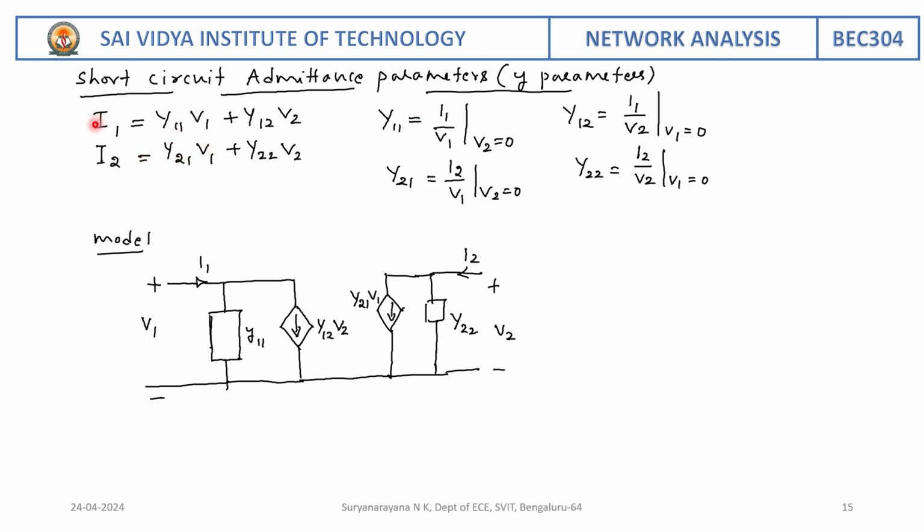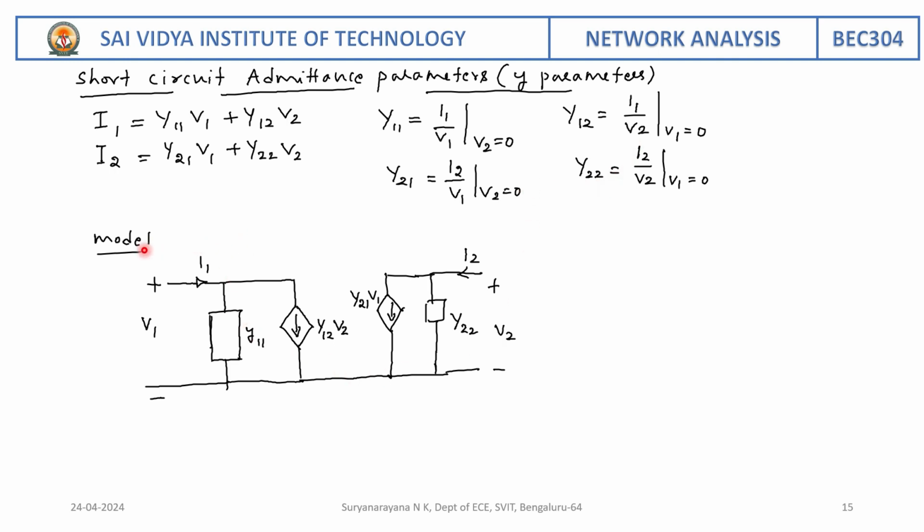The main equation here for Y parameter is as shown. Here the currents I1 and I2 are represented in terms of voltages V1 and V2. Y11, Y12, Y21, Y22 are obtained by making either V1 equal to 0 or V2 equal to 0. So these are called Y parameters.